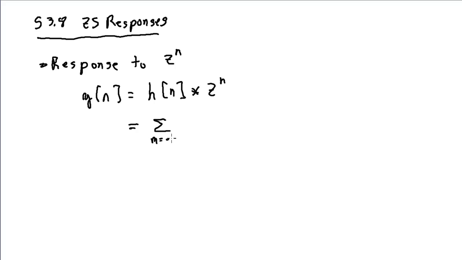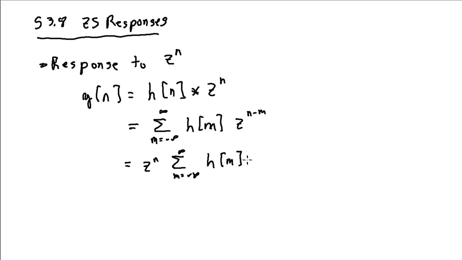I can write this as the sum from minus infinity to infinity, just using m as my summation variable, h of m, and then here I have z of n minus m. This is the time reversed and shifted version of this input. I can factor out z of n because my summation variable is m, and I'm left with the sum from minus infinity to infinity of h of m z of minus m.